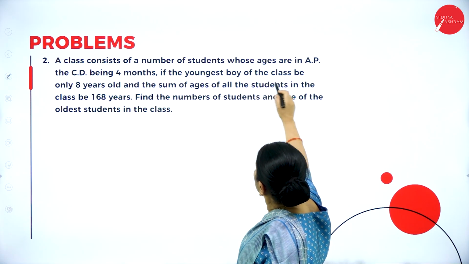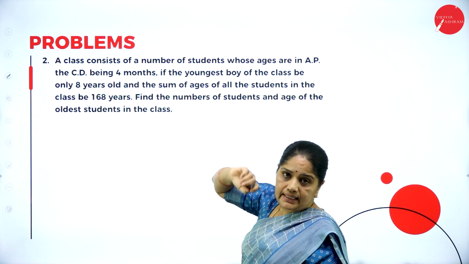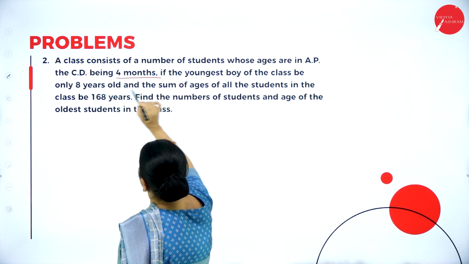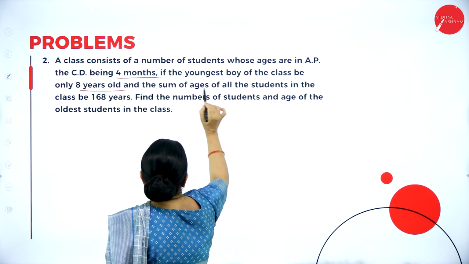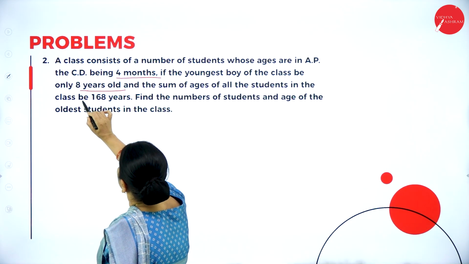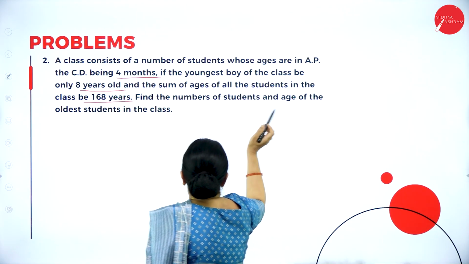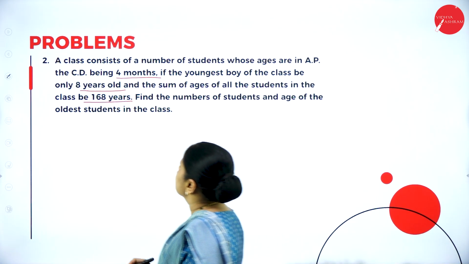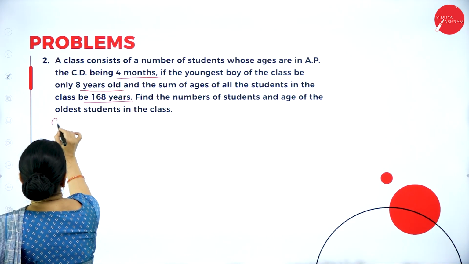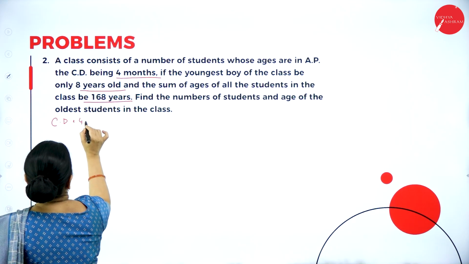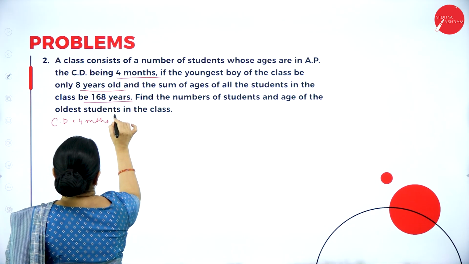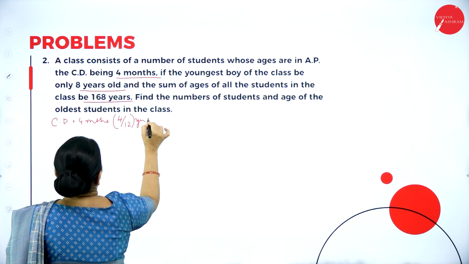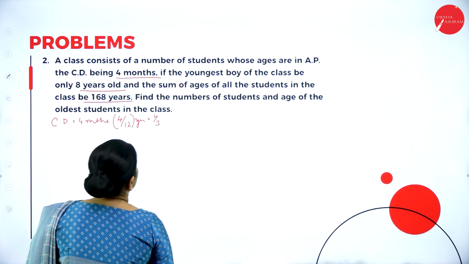So we have a problem here. The class consists of a number of students whose ages are in the AP. The CD being 4 months, if the youngest boy of the class be only 8 years old and sum of the ages of all the students be 168, find the number of students and the age of the oldest student in the class. Now we'll write what is given. CD equals 4 months, or we write it as 4 by 12 years, or 1 by 3.